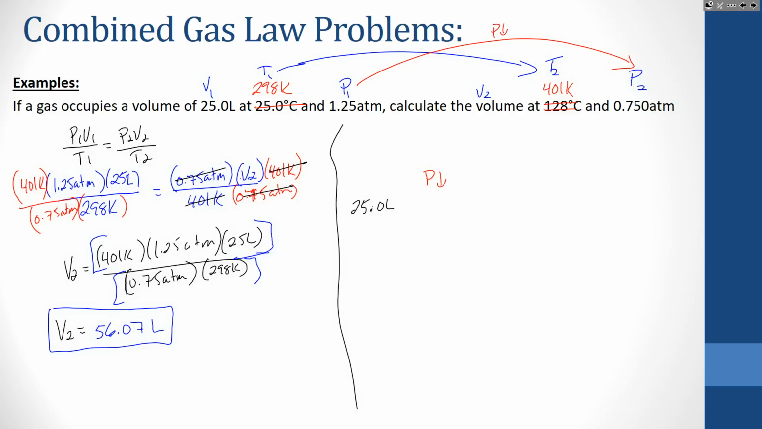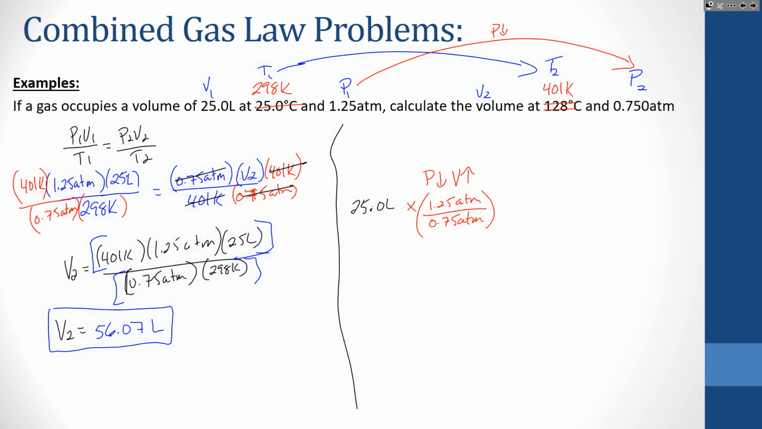So that should make the volume go up. So I need to make this bigger using my pressures. So 1.25 needs to go on the top, and 0.75 goes on the bottom.